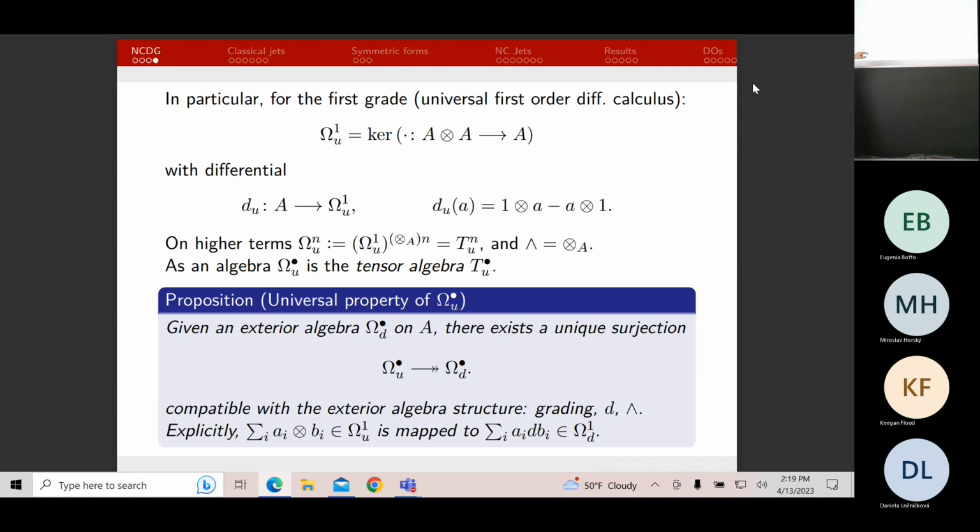This mapping explicitly maps an object a_i tensor b_i into a_i multiplied by the differential of the second. And notice that this is actually a bilinear map, not only a linear one. Is this surjective? It's surjective. Somehow universal also? It's universal, yeah. For every other algebra with the same grade 0, there is a unique projection, so this is universal.